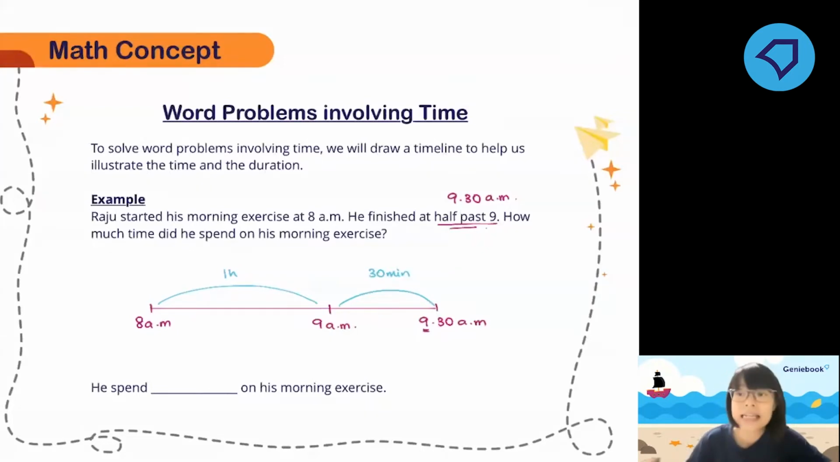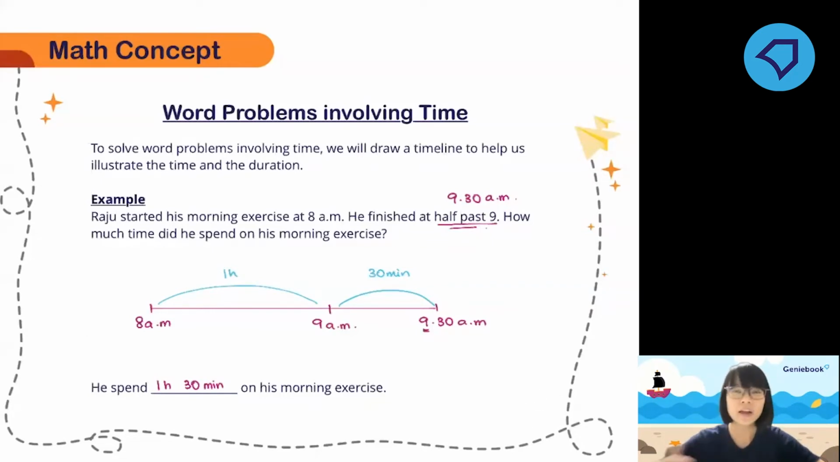So how long did he spend exercising? 1 hour and 30 minutes. He spent 1 hour 30 minutes on his morning exercise. 90 minutes would be acceptable if they did not give you the units. So you must take a look at what the question is asking for. Sometimes they can ask you to leave your answer in minutes. Sometimes they can ask you to leave your answer in hours and minutes. Usually under the answer over here at the side, they will always give you the unit. So you have to give it properly.